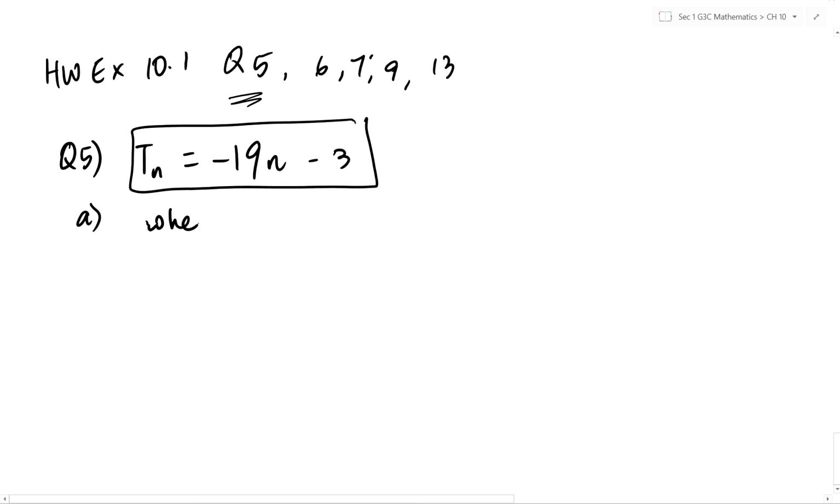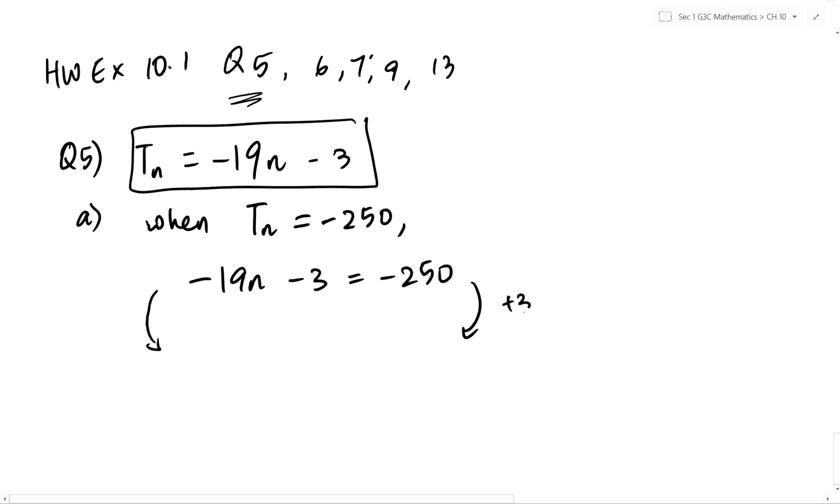So when Tn equals negative 250, because that's what the question was, yeah? When it's negative 250, we have negative 19n minus 3 is negative 250. Now it becomes a case of just solving for n. I am going to add 3 to both sides, resulting in negative 19n equals negative 247. So now n must be equal to, we will now divide by negative 19.